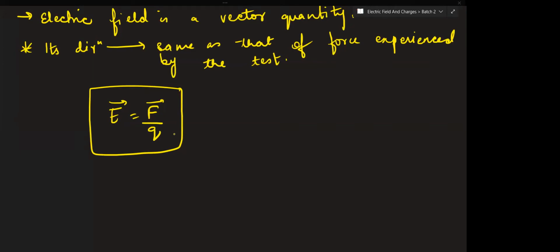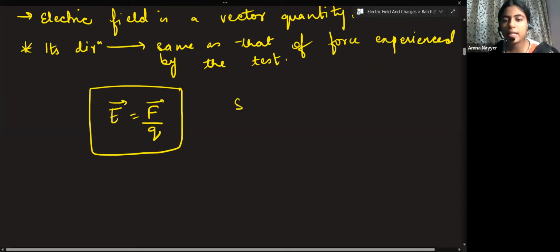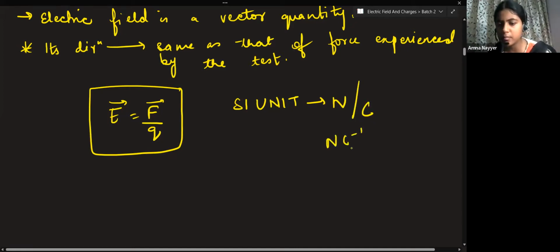Newton. And the charge is Coulomb. So you have written only Coulomb, but Coulomb is only for charge. The rest of you are right. Electric field's SI unit: for force it is Newton, for charge it is Coulomb. It will be Newton divided by Coulomb, Newton per Coulomb. You can write it in this manner also.